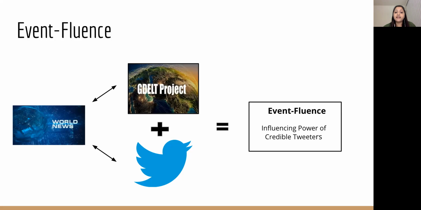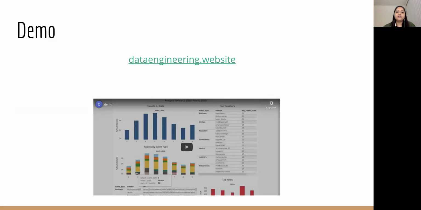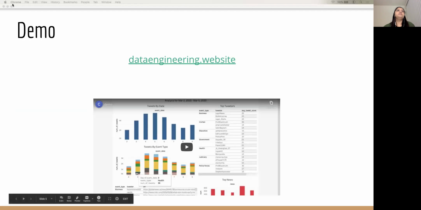We could use hashtags, but sometimes multiple types of events have same hashtags and can cause confusions. But news links provide accurate information. So now moving on to the demo.